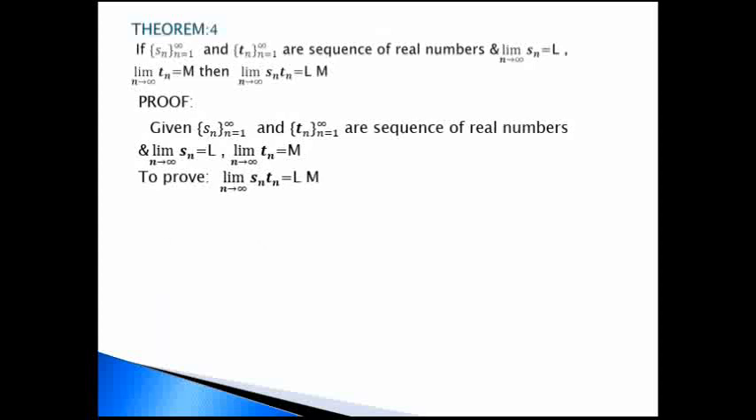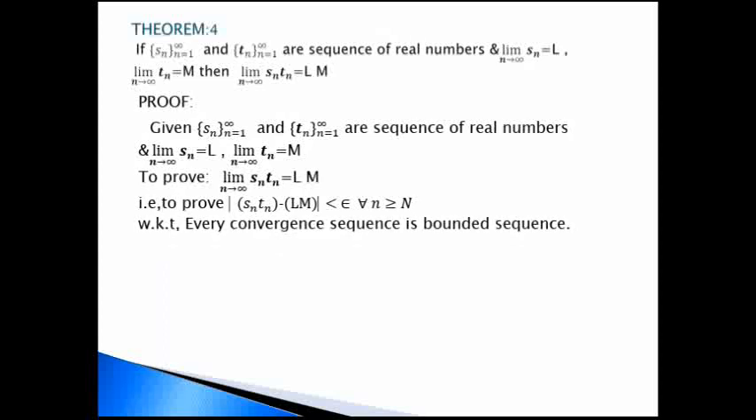That is, to prove modulus of Sn Tn minus LM is less than epsilon for all n greater than or equal to N. We know that every convergent sequence is a bounded sequence. Therefore, sequence Sn and sequence Tn are bounded sequences. Hence, modulus of Tn less than or equal to M, which is equation number 1.